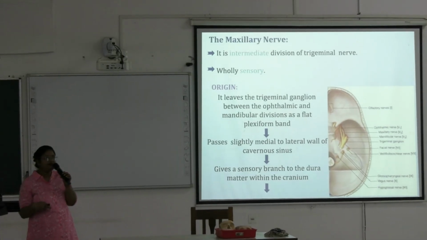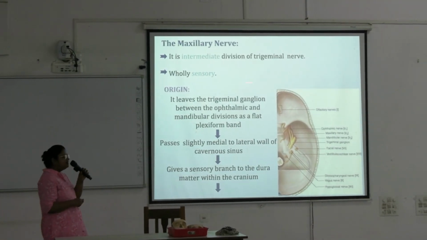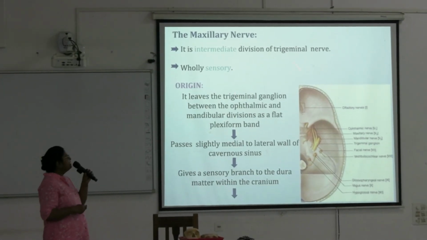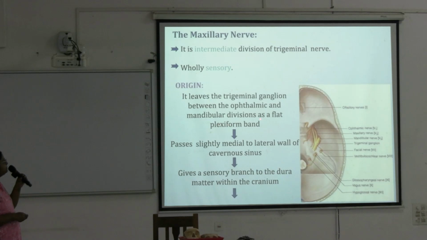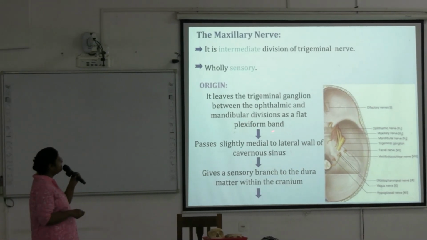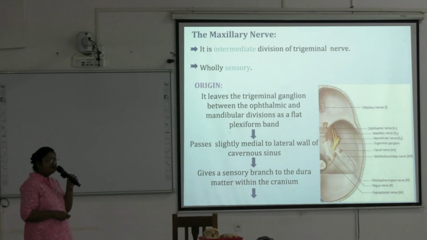Next, going to maxillary division. It is intermediate division of trigeminal nerve. It is also wholly sensory. Origin, it leaves the trigeminal ganglion between the ophthalmic and mandibular division as a flat plexiform band and passes slightly medial to the lateral wall of the cavernous sinus and gives a sensory branch to the dura mater within the cranium.